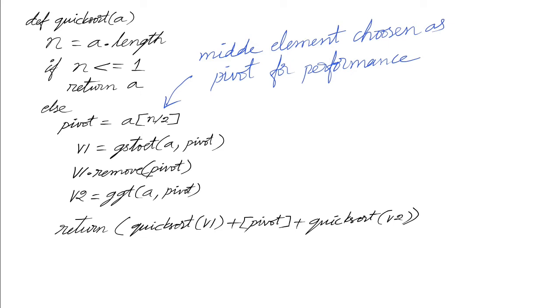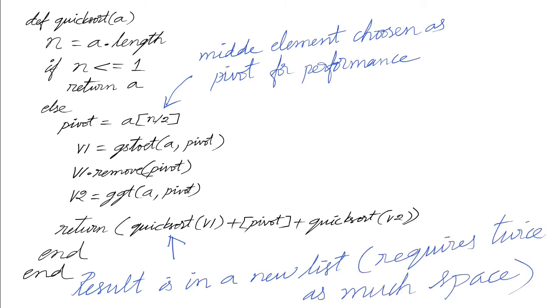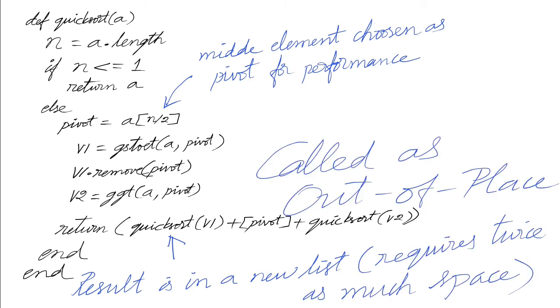We then call the quicksort on v1 and concatenate the pivot with the output of the quicksort of v2. So this directly maps from the recursion diagram. The result is in a new list. This requires twice as much space. This is called out of place.